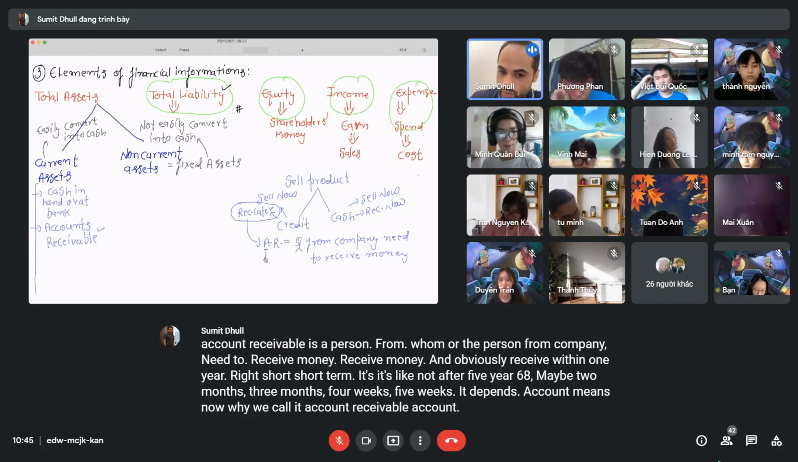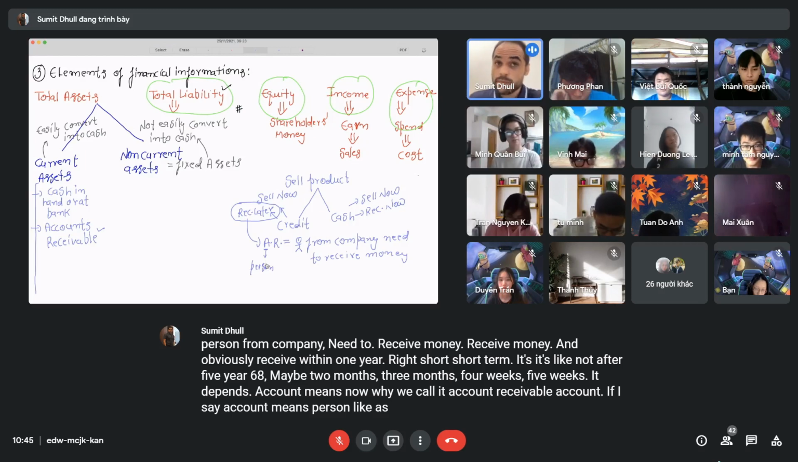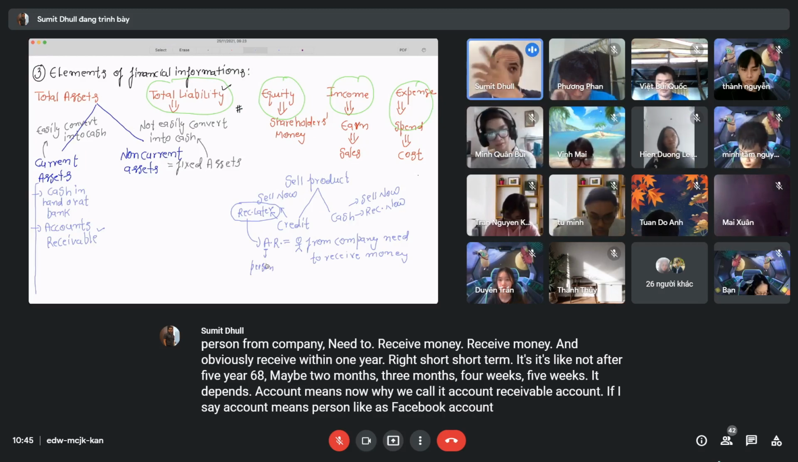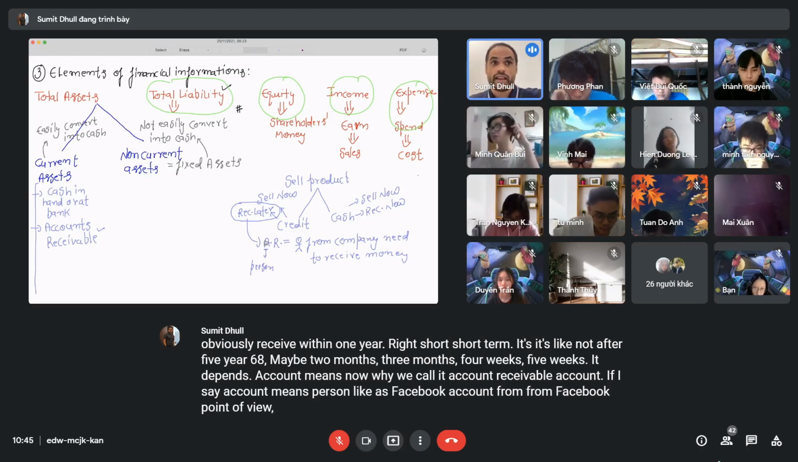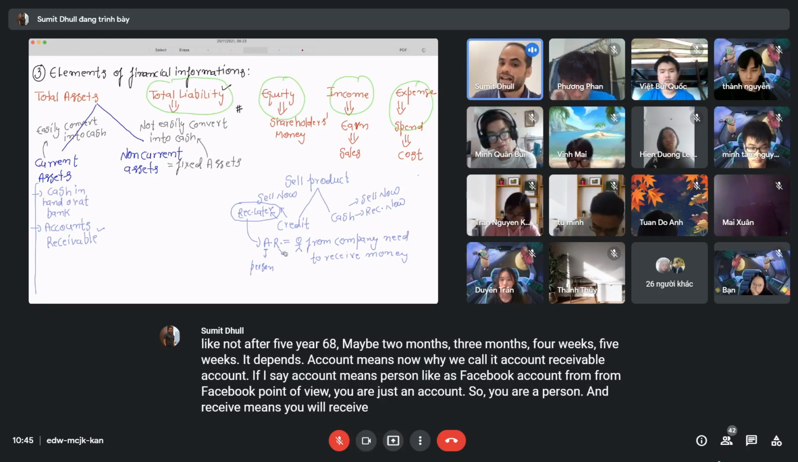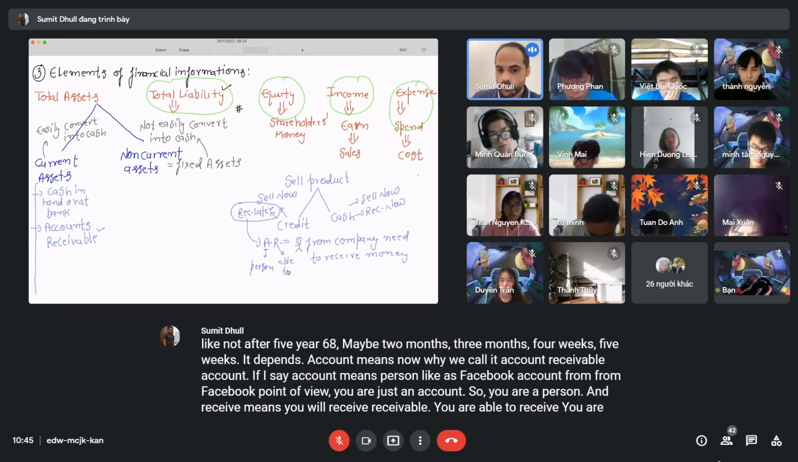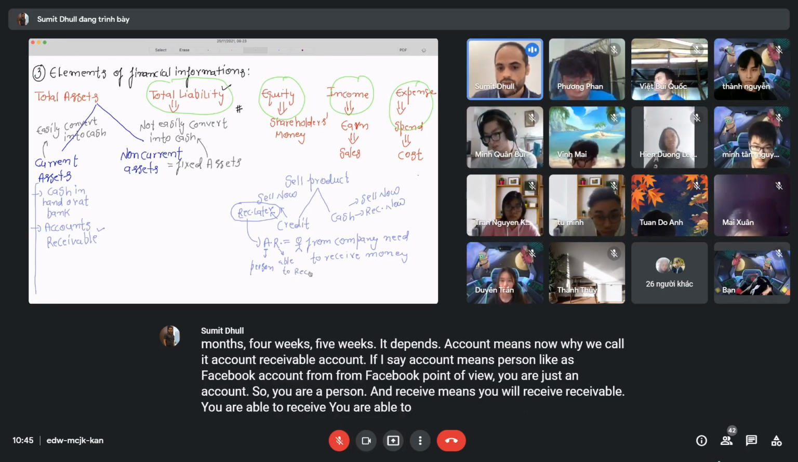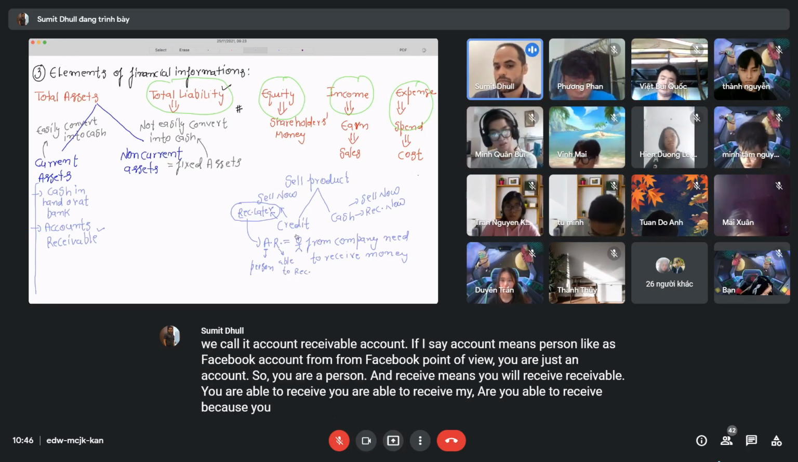Now why do we call it account receivable? Account means person, like a Facebook account. From Facebook's point of view, you are just an account. So you are a person. And receive means you will receive, receivable. You are able to receive. Why are you able to receive? Because you sold a product to the customer.